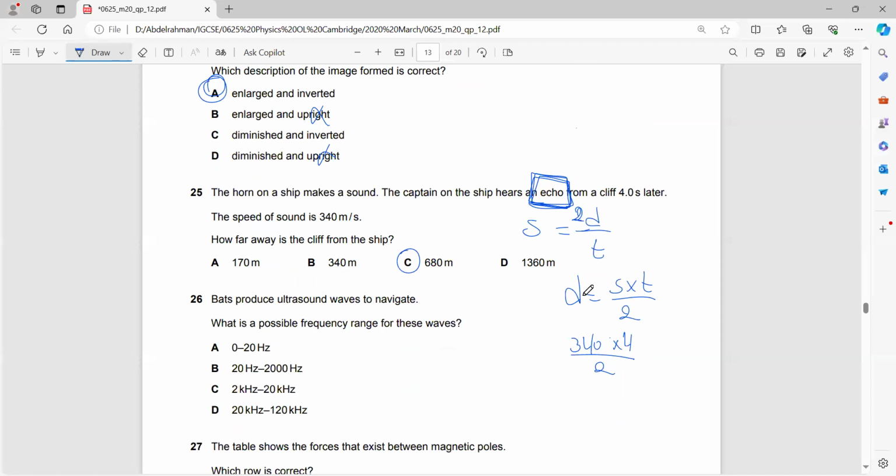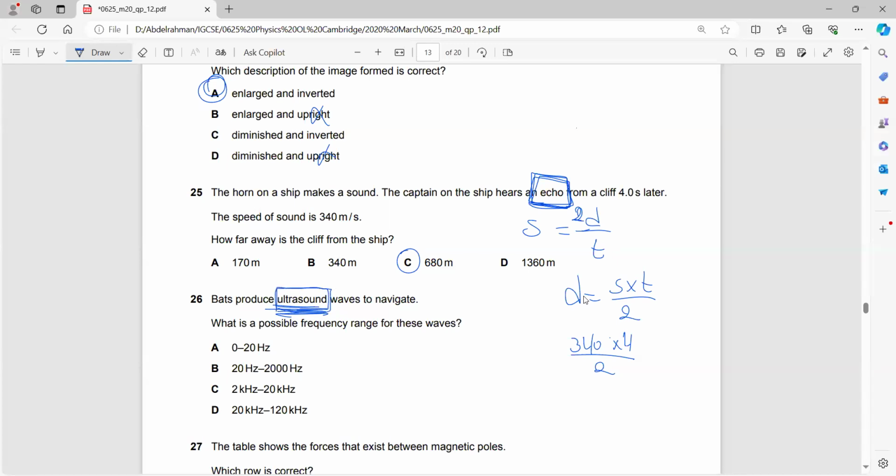Bats produce ultrasound waves to navigate. What is a possible frequency range for these waves? As humans, we cannot hear these sounds. Any ideas? What is a possible frequency range for these waves for bats? They produce ultrasound.